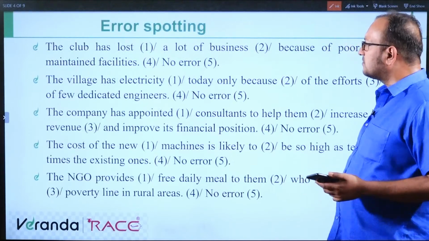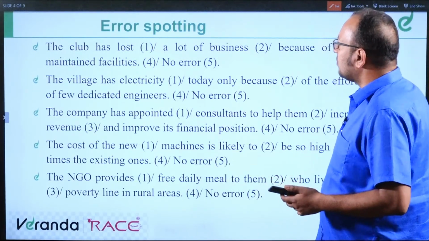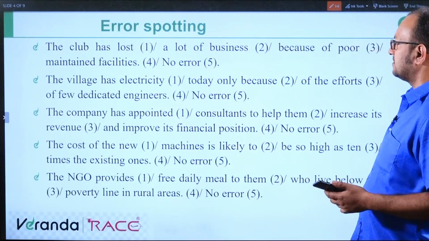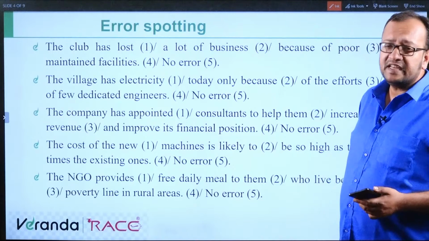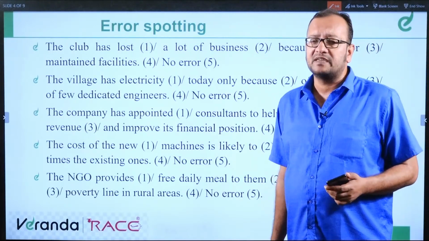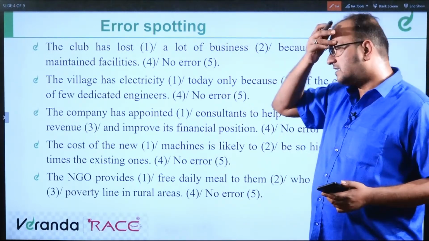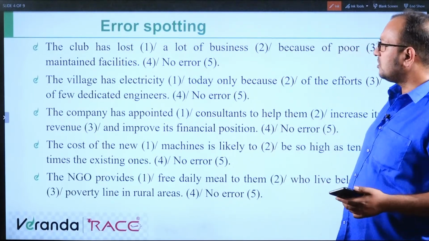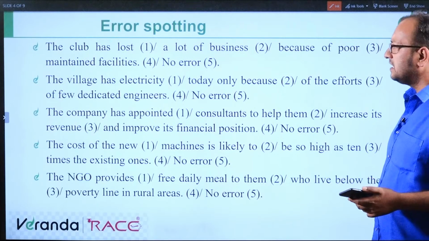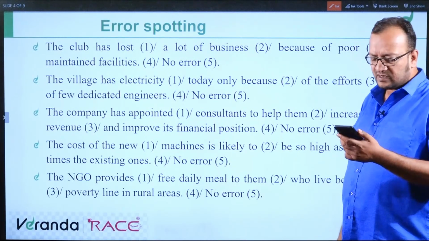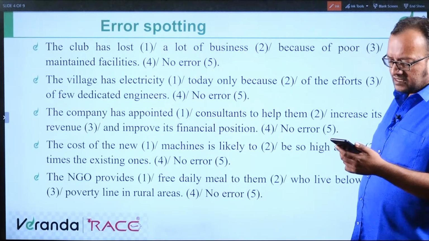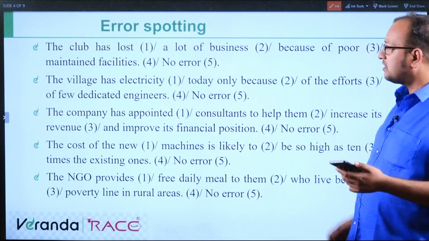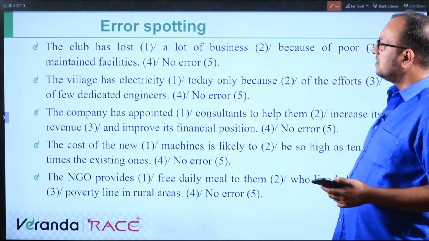So question number 6: The club has lost a lot of business because of poor maintained facilities. Very easy question, but you would find it difficult to identify the error. Let you all try. The club has lost a lot of business because of poor maintained facilities. Anyone would like to answer this question? Shrija, Deepika, Guru Prasanna, Asina, Manjot Singh, Farhad Banu. Anyone would like to answer this question?